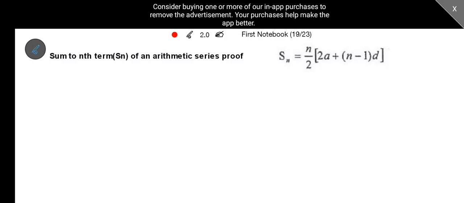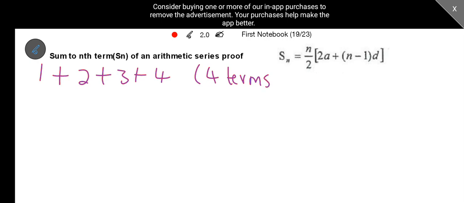In this lesson, we'll be proving the sum to nth term of an arithmetic series. So now, suppose we have a series 1 plus 2 plus 3 plus 4. How many terms are here? Well, we have 4 terms. So now, what is the sum of all these terms? 1 plus 2 is 3, 3 plus 3 is 6, 6 plus 4 is 10.